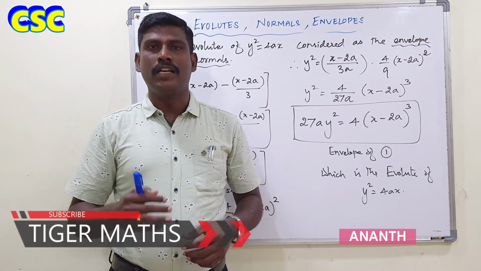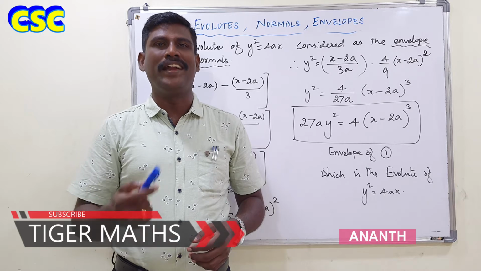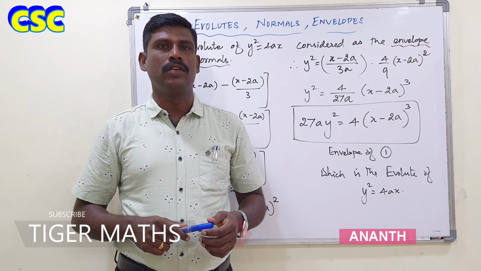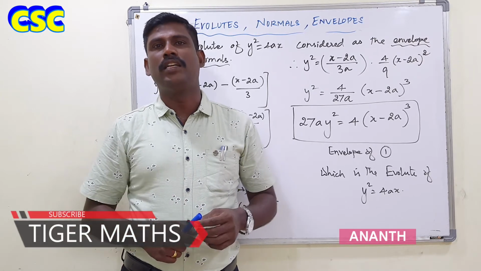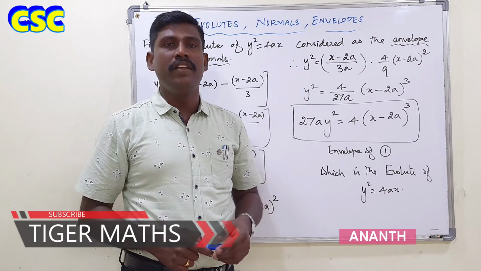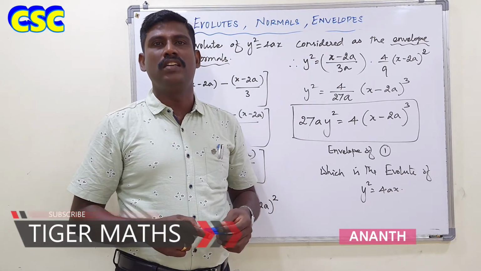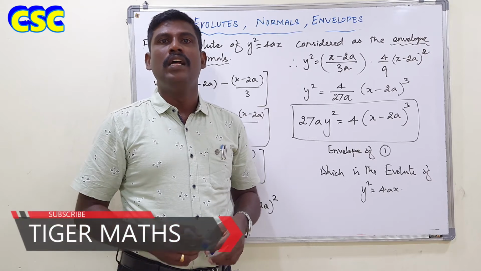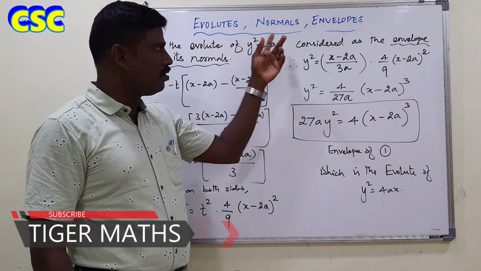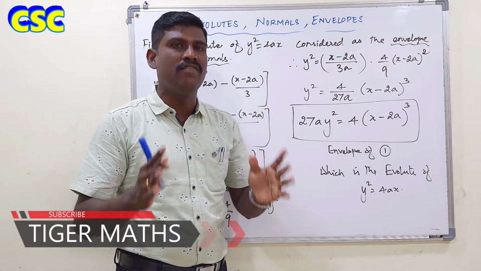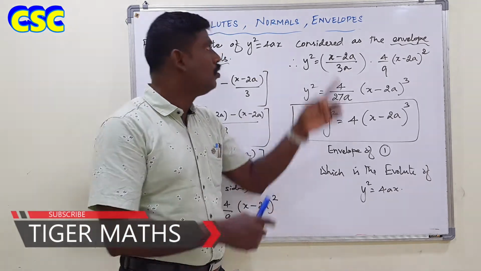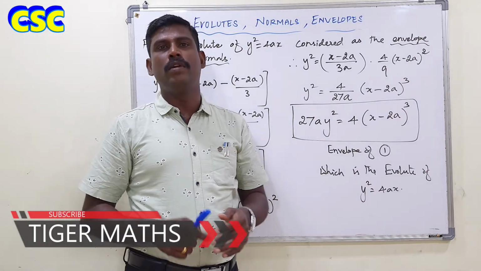Today also I am going to continue the problems on evolutes: how to find the evolute of the given curve through the envelope of its normals. Already I shared the basic concepts about evolutes, normals and envelopes in my previous videos. If you want to search that video, go to the link given in the description box below. You can get the idea about evolutes, normals and envelopes. What are the steps involved to find the evolute of the given curve through the envelope of its normals?